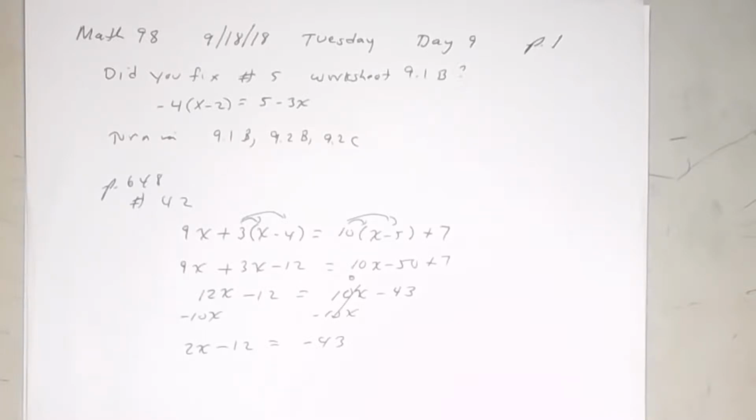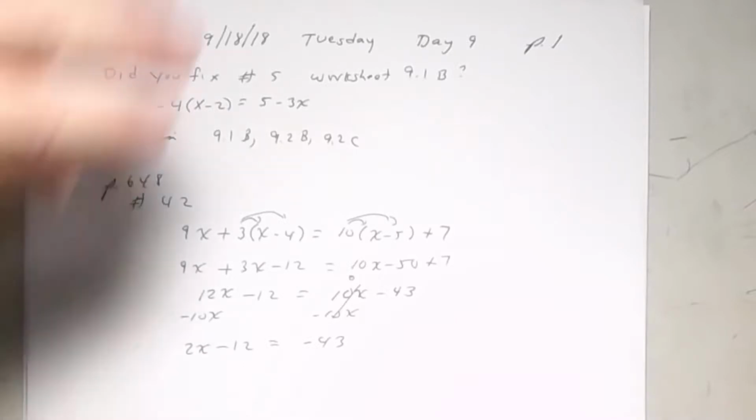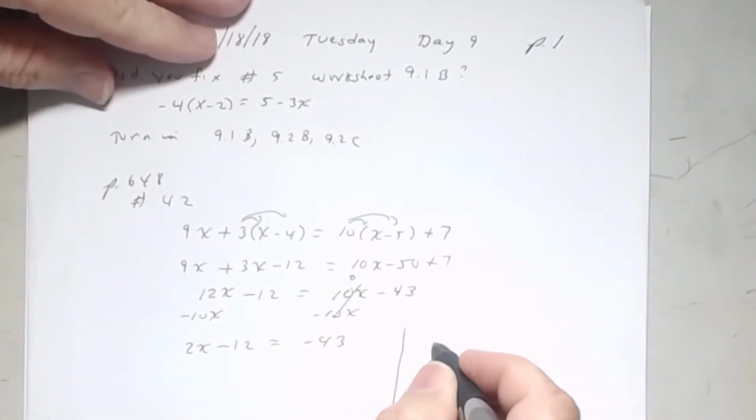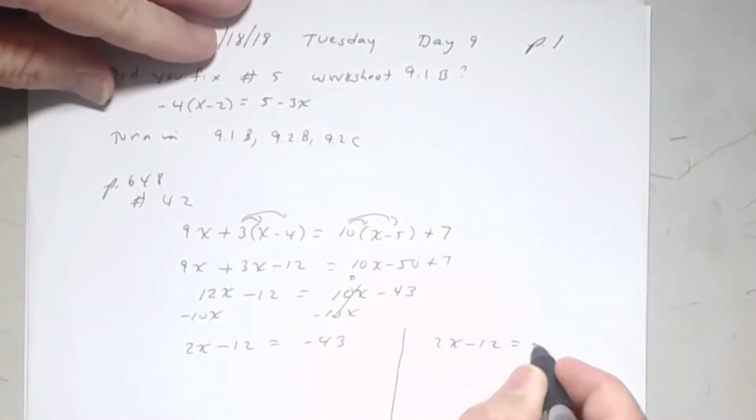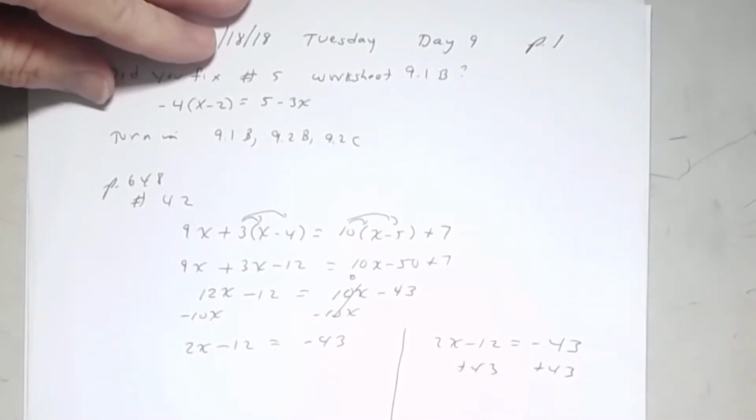Okay, what's the next step? Add 43 to both. Well, I wouldn't add 43 to both sides, which you could, couldn't you? You could add 43 to both sides. There's nothing wrong with that. I'm going to show you what's going to happen. I would not do that. This is what you're going to be doing. Y'all agree that this is mathematically correct?